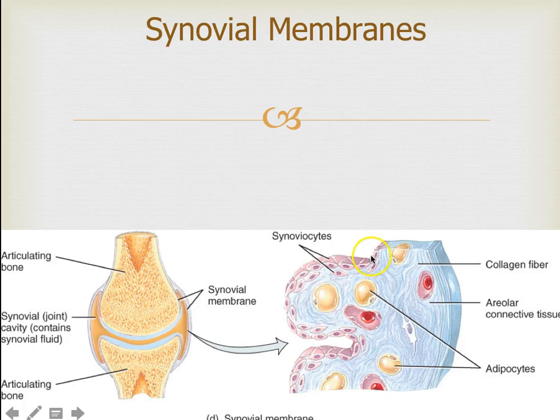And lining the capsule are what are known as synoviocytes. Simply, these synoviocytes produce synovial fluid. And that fluid is a nice lubricating fluid that also acts as a shock absorber, as well as provides nutrients to the cartilage in these joints. And again, this cartilage would be hyaline cartilage.